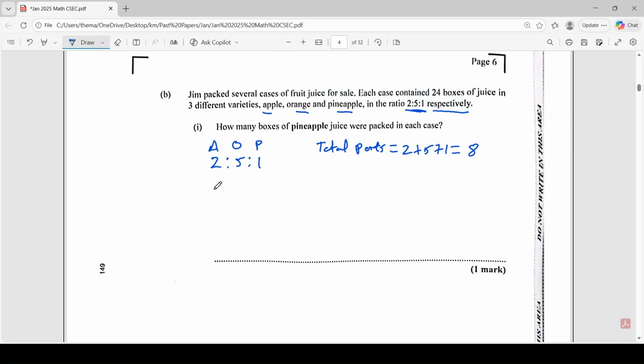So the total parts or shares would be 8. And now they ask for pineapple juice. So pineapple juice is represented by 1 out of the 8 parts. So pineapple is 1/8 of the total, which is 24. It has 24 boxes of juice in a case. So that will give us 3. So the amount of pineapple juice was 3. If they asked for apple, apple would have been 2/8 by 24. Orange would be 5/8 by 24.